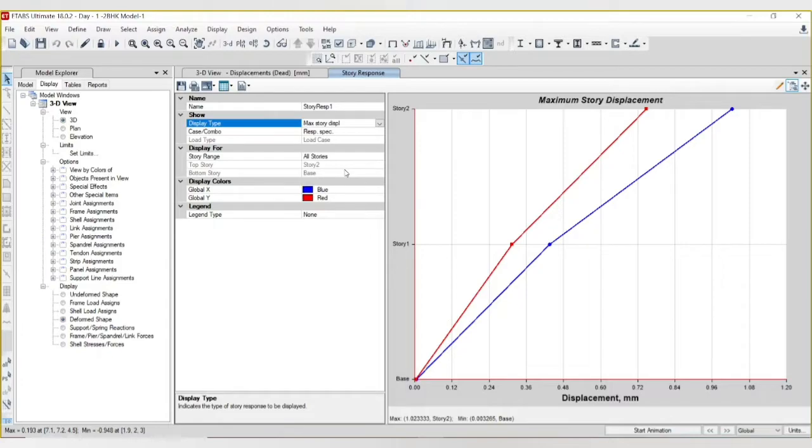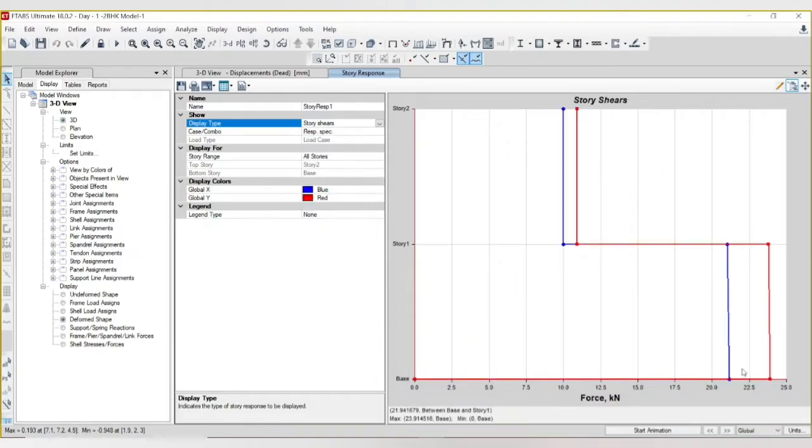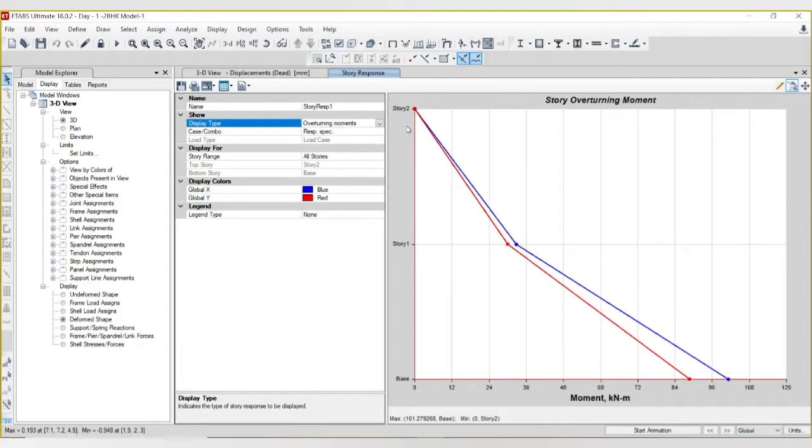Maximum story displacement, which I have said. Story shear, let us check the story shear. Yes, the base shear in x direction is 21 around, and in y direction is 22. Overturning moment: you can see 0 overturning moment at the top story, and at the base you are having around 100 kilonewton meter. There is a high amount of moment in the second floor.